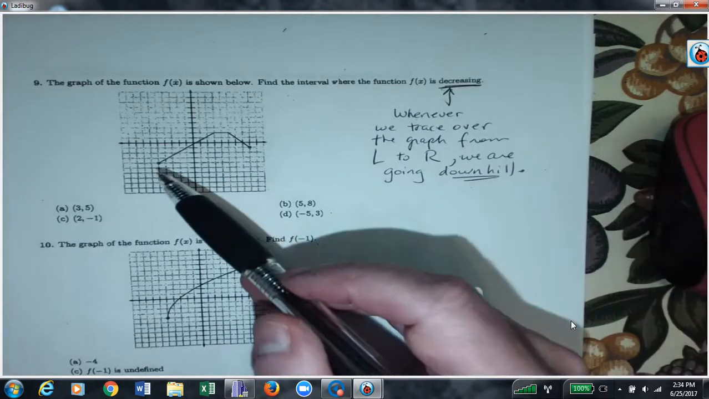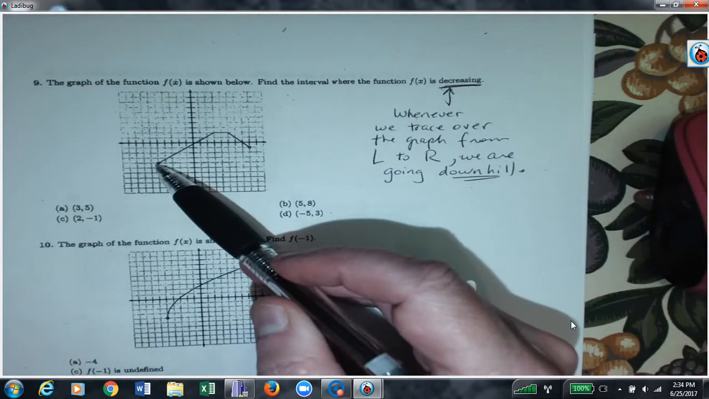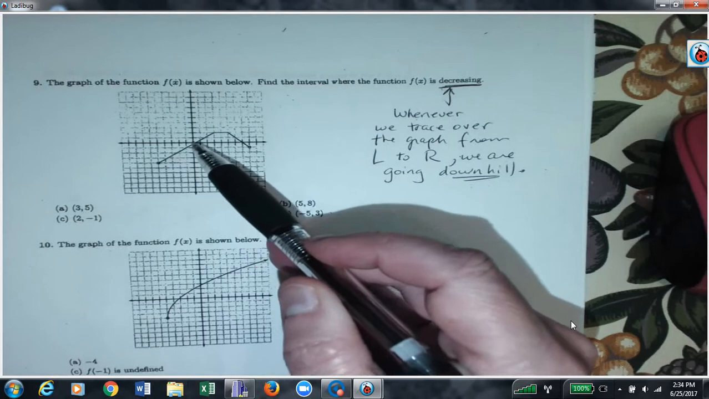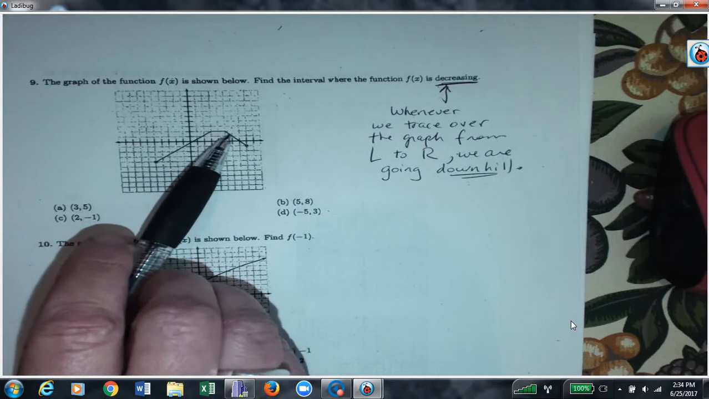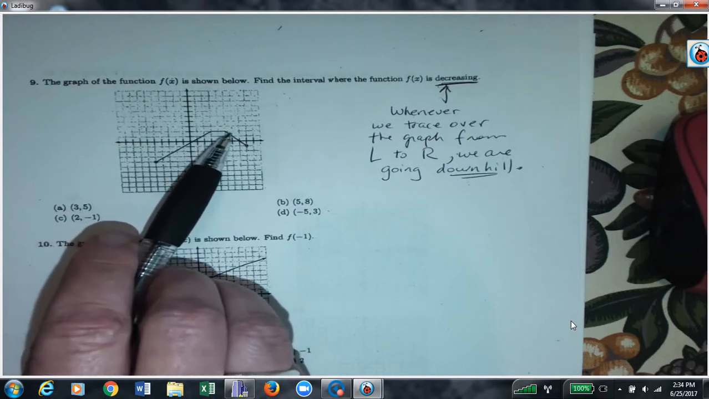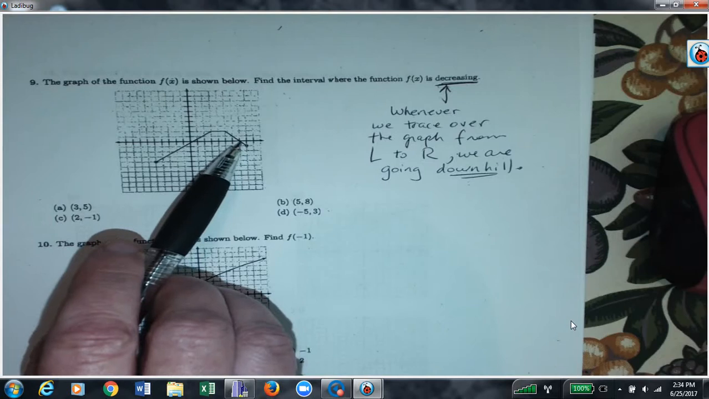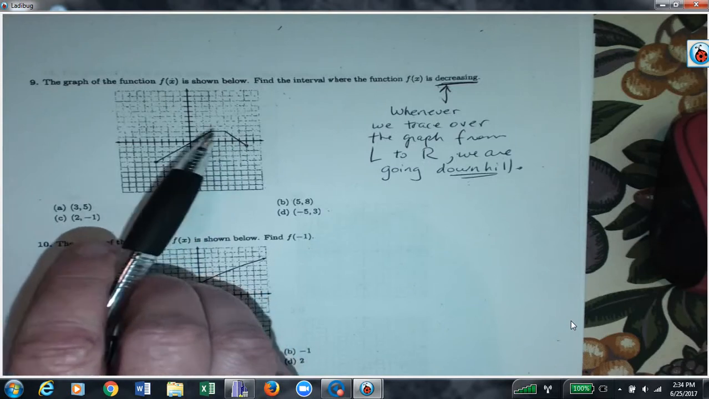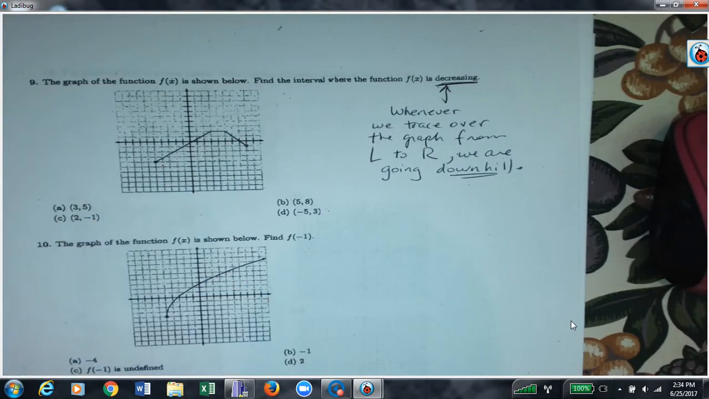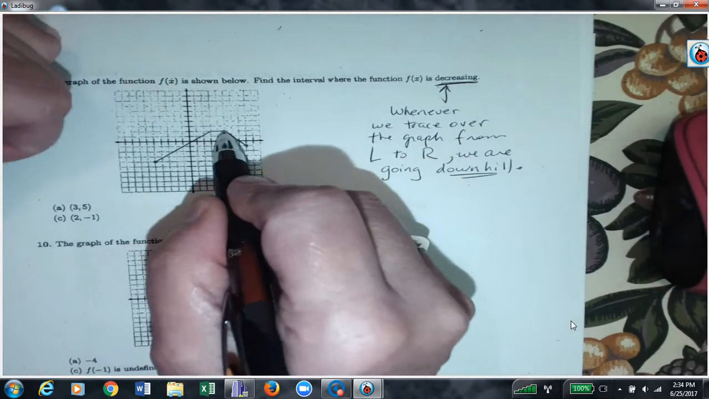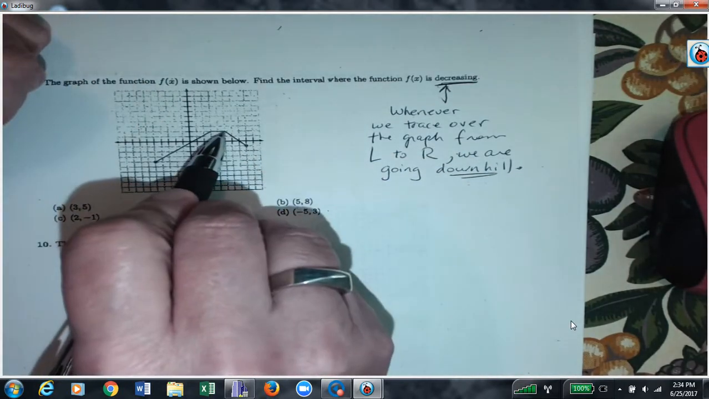Okay, so if I trace over this graph from left to right, uphill, uphill, uphill, flat road, but between here and here, I'm going downhill. So this is where it's decreasing, but I have to describe where that happens. And the way I describe where this happens is I use the x-axis. So I'm going to use my pen. It's decreasing. It starts decreasing here.